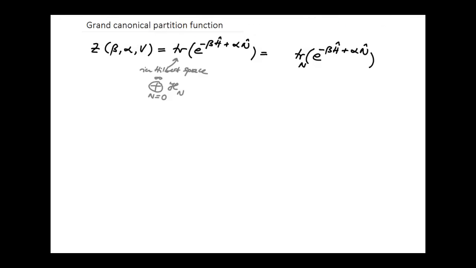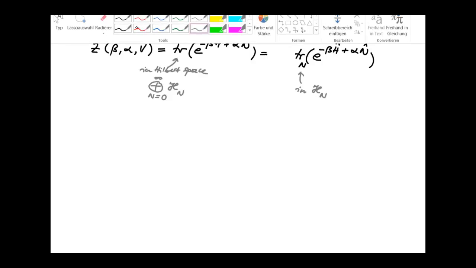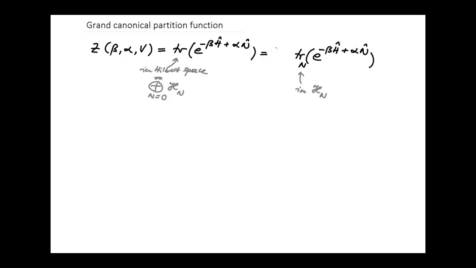That's why we give a subscript n to this trace. So this trace here is in the Hilbert space Hn with fixed particle number. But then we have to take the sum over all possible particle numbers going from 0 to infinity.